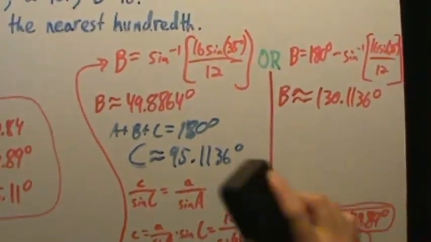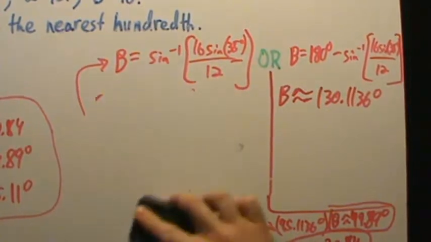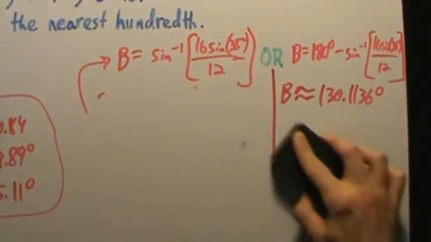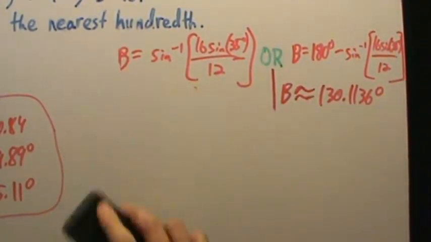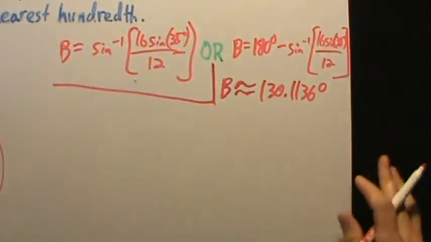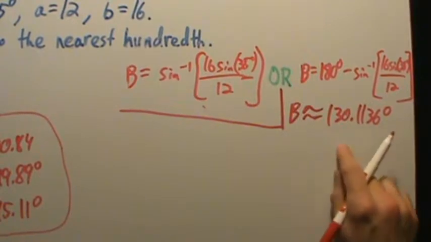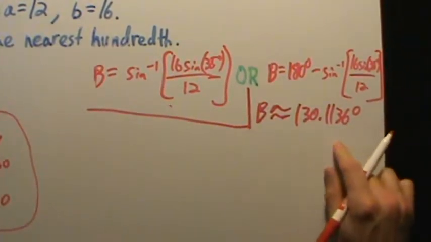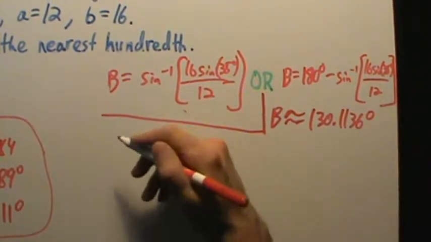So let's erase all this stuff here. We don't really need that anymore. Now we're going to do exactly what we just did with this case, but with this value of b over here. Okay, so if b is approximately 130.1136 degrees, then we'll just go through the exact same thing.